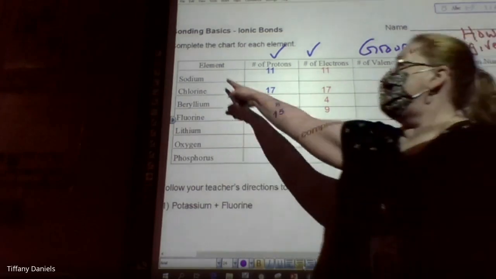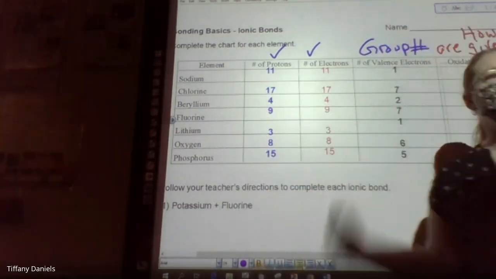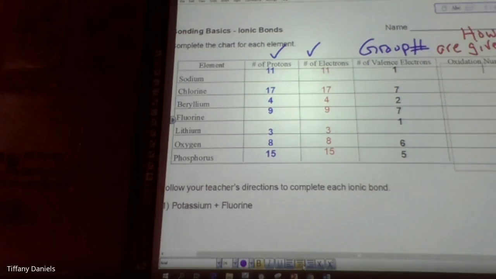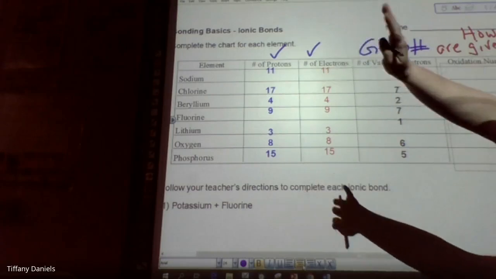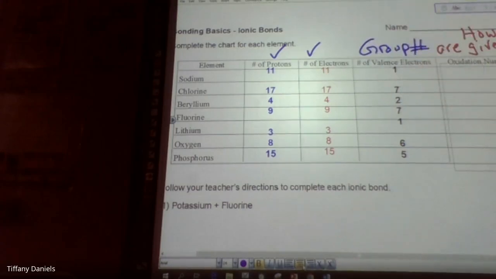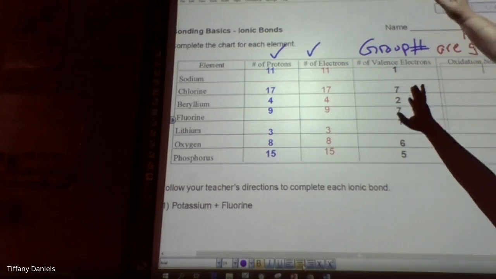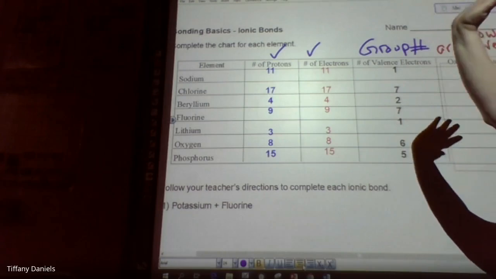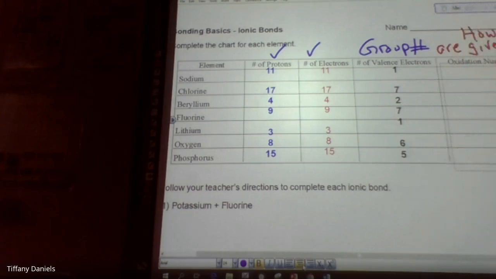So, metals are going to have a positive oxidation number because what do we know metals do with their valence electrons? They give them away because they don't want that negativity. If you remember, a positive ion is called a cation, so they're sending them on vacation. That help? Okay.